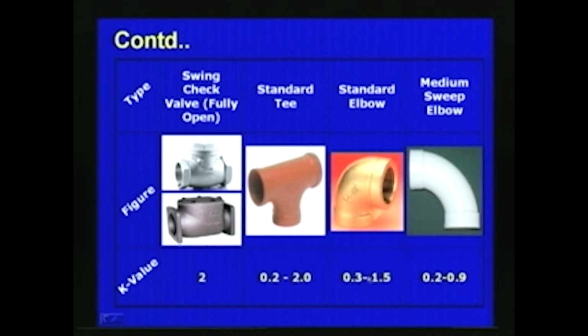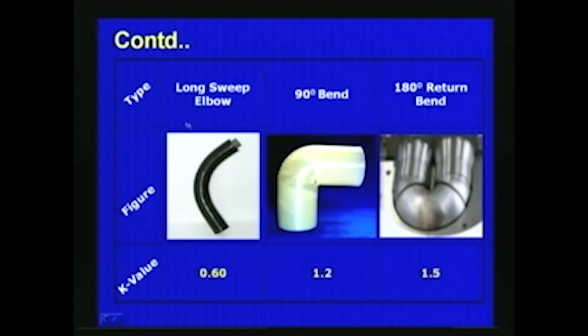So it will be 0.3 to 1.5, and if it is a medium sweep elbow, the flow will be much smoother and the loss will be much lesser. You can see that it will be 0.2 to 0.9. The standard value will vary from 0.2 to 0.9 depending upon the pipe material and the smoothness given. So for a medium sweep elbow, the K value will be 0.2 to 0.9.